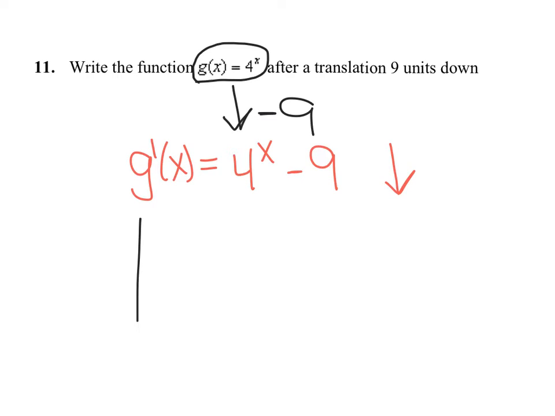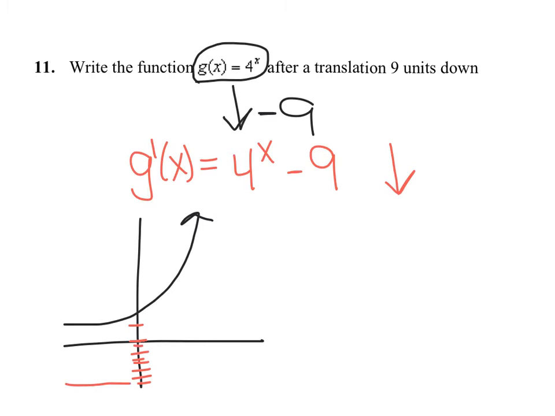If you were to graph this, 4 to the x would look like this. And then if I pulled it 9 units down, it would go 1, 2, 3, 4, 5, 6, 7, ran out of room, 8, 9. And then it would be down there. And that would be the actual 4 raised to the x minus 9.